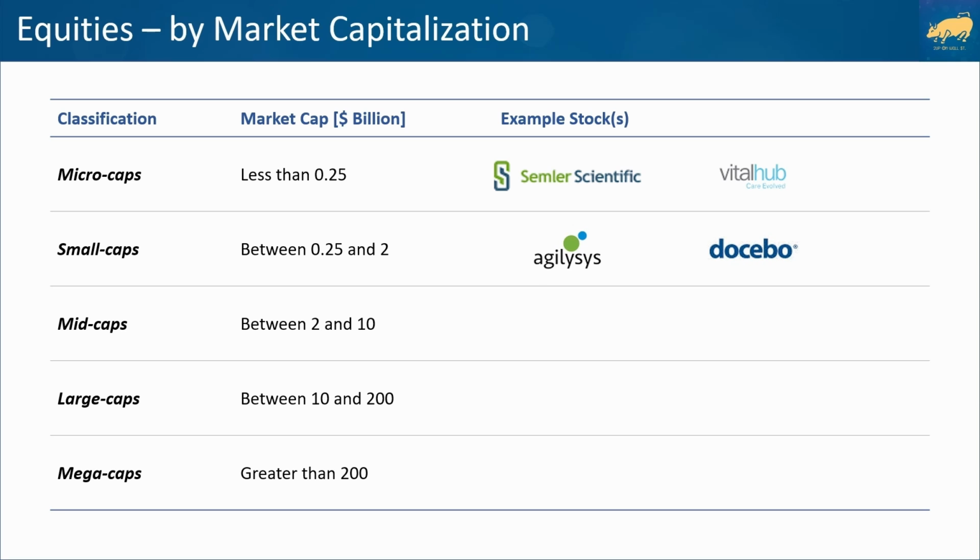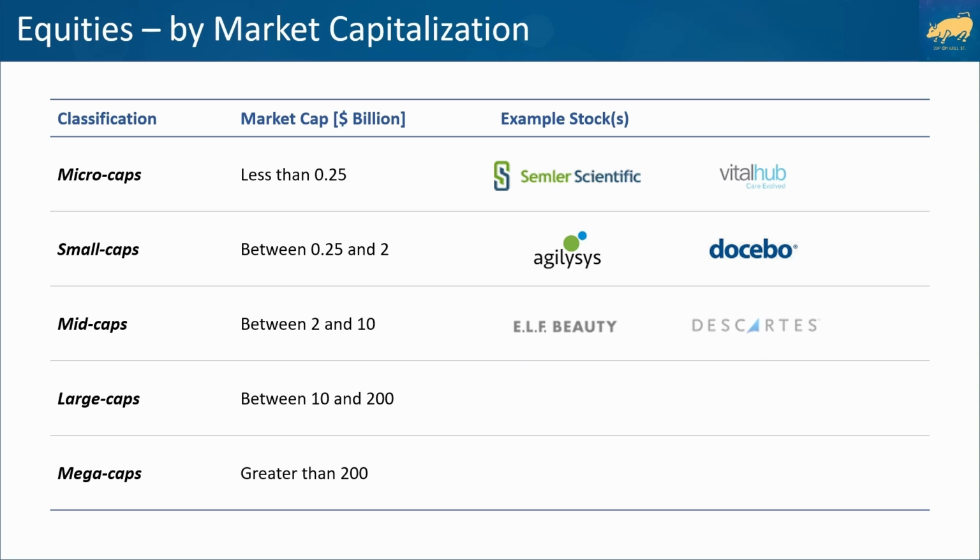Small caps are businesses valued between $250 million and $2 billion. Good examples are Agilicis Inc. and Docebo Inc. They have historically outperformed larger cap stocks, but they are also more volatile, riskier, and less liquid. Moreover, some of them are plagued by the same issues as microcaps, that is, lack of information and illiquidity.